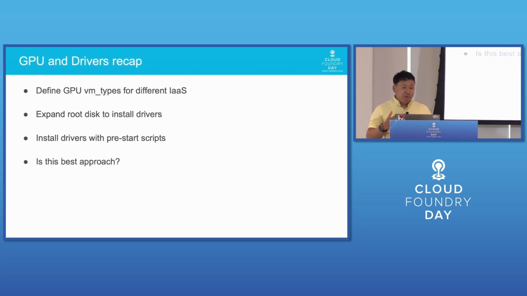To recap the GPUs and drivers, it's just different VM types for the different IaaSes, but we can have a similar experience between them. At the end of the day, expanding the root disk to install the drivers was the best option, and just installing the drivers in the pre-start. Is this the best approach? I don't know for sure.